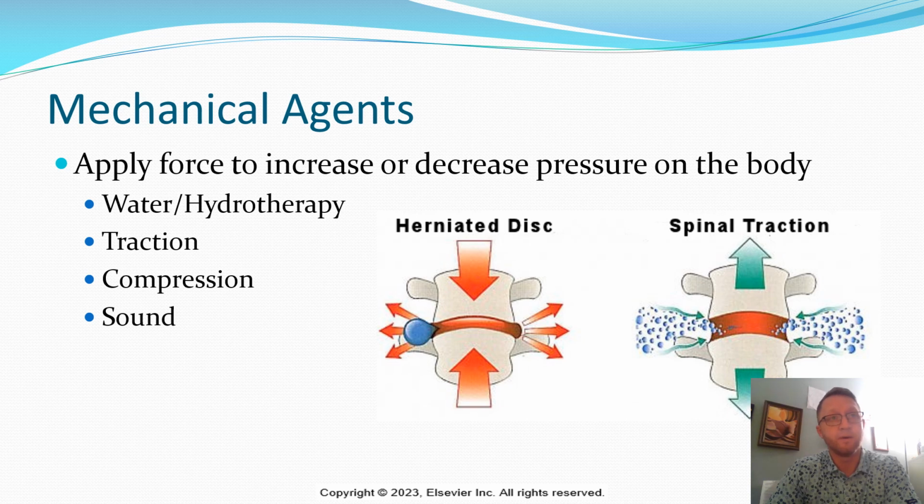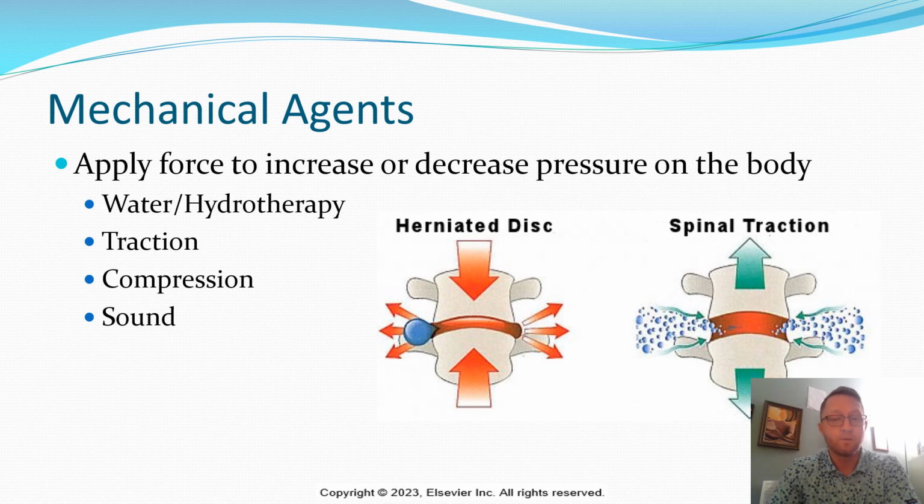What I have here on the right-hand side is an image of a disc herniation and what happens to the body when we perform something like spinal traction. On the left-hand side, we can see that we have compression. These two arrows pointing down and up are creating pressure on this disc that sits right in between the two vertebrae. And because of that increased pressure, we have this nucleus pulposus that is herniating out to one of the sides.